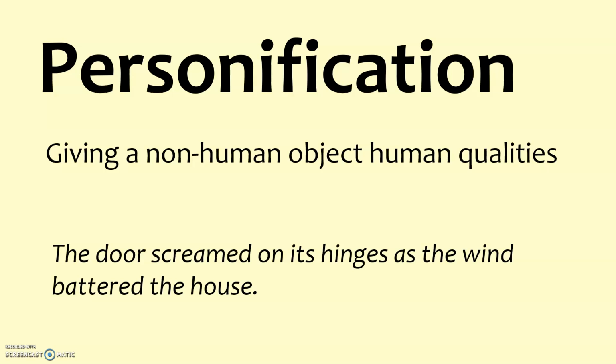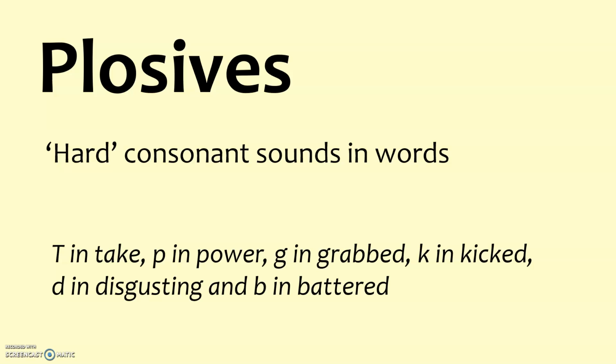Personification. I always try and remind my classes that it's got the word person in it. So it's when you give a non-human object human qualities to personify it. And I put there: the door screamed on its hinges as the wind battered the house. Doors can't scream, that's a human thing. And battering is again a human action, but you're applying it to something which isn't human, almost bringing it to life.